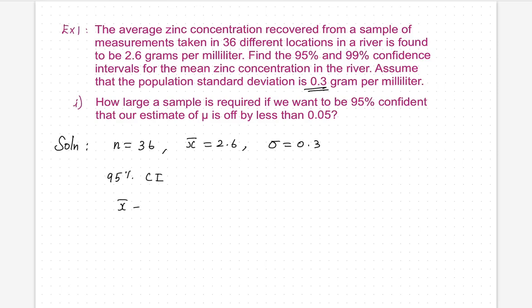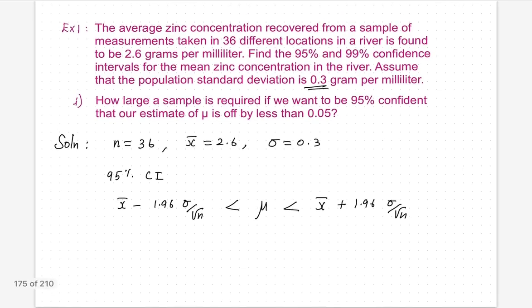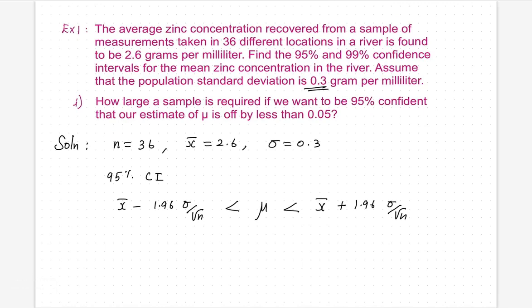x bar minus 1.96, right? I just explained why this is so. Sigma divided by root n is less than mu less than x bar plus 1.96 sigma divided by root n. You substitute for x bar, sigma and root n. x bar is 2.6 minus 1.96 times sigma, which is 0.3, divided by root n, which is the square root of 36, which is 6, and 2.6 plus 1.96 times 0.3 divided by the square root of 36.